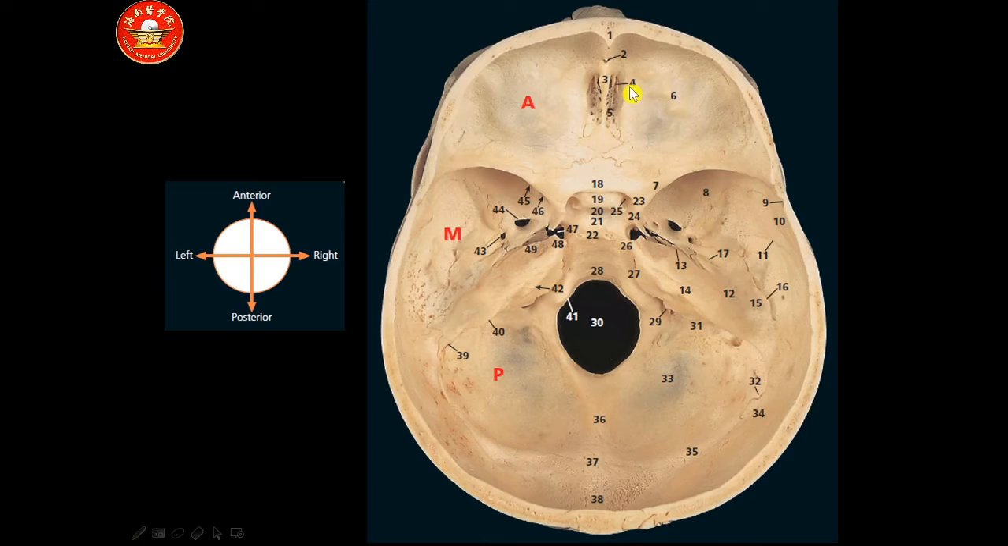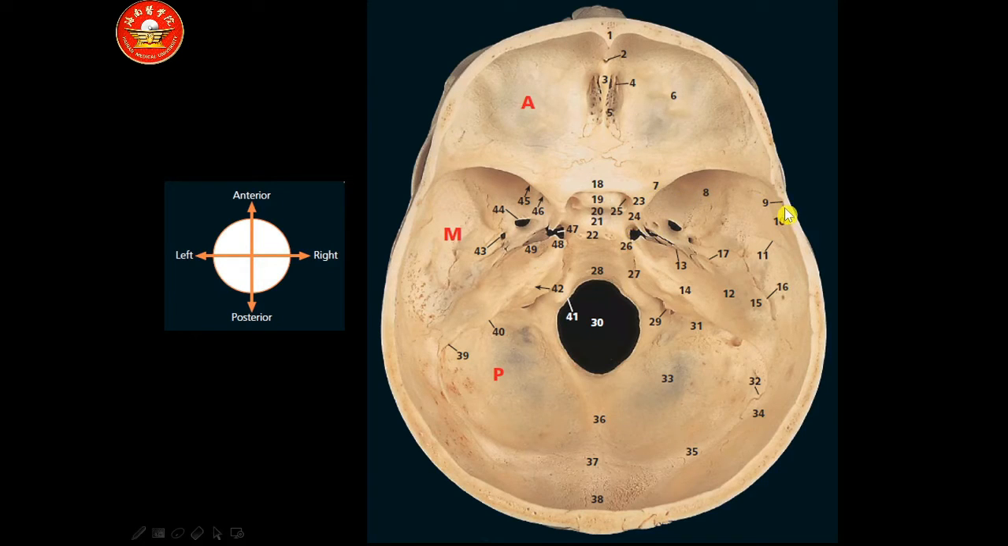Number 4 is the groove for the anterior ethmoidal nerve and the vessel. Number 5, cribriform plate foramina in the ethmoid bone. Number 6, orbital part of the frontal bone. Number 7 is the lesser wing of the sphenoidal bone. Number 8, the greater wing of the sphenoidal bone.